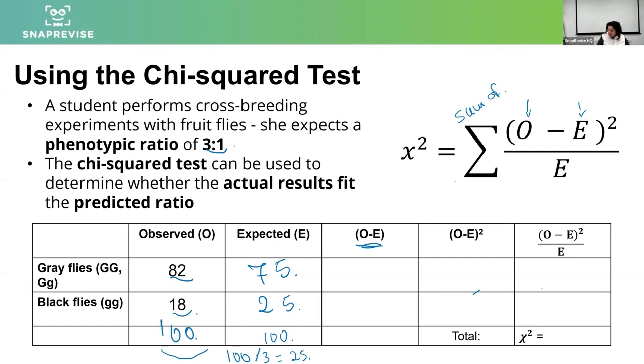So observed minus expected here is 7. Observed minus expected here is -7. It's okay to get a negative value because it's always observed minus expected, not the other way around. I now square these, so it's now 49 for both. And finally divide those by the expected values. So I'm going to get 0.5653, 1.960.